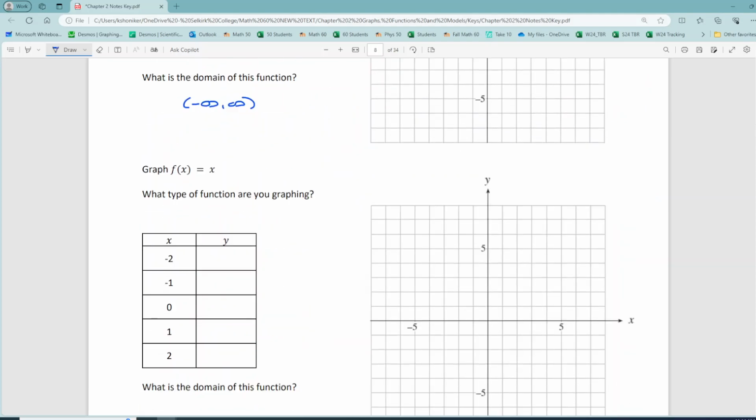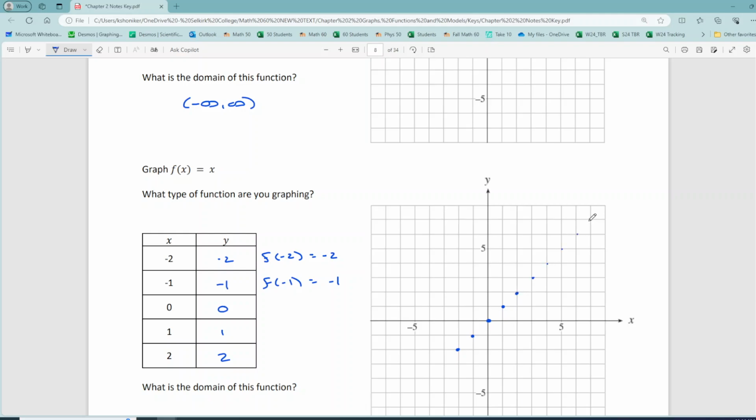The next function we're going to look at is f of x is equal to x. So for this one, when we put in values of x, we'd get f at negative 2 equals negative 2. F at negative 1, we're putting negative 1 in for x, we get negative 1. When x is 0, y is 0. When x is 1, y is 1. When x is 2, y is 2. If I graph these points, I have a point at negative 2, negative 2, negative 1, negative 1, 0, 0, 1, 1, 2, 2, and so on.